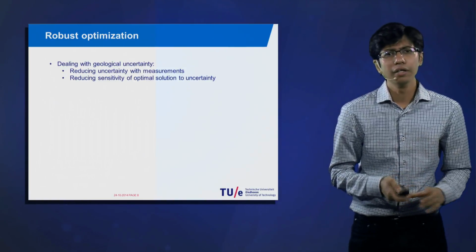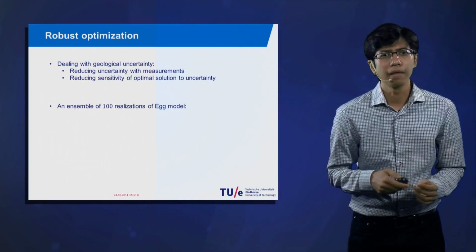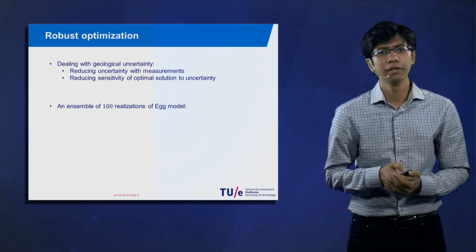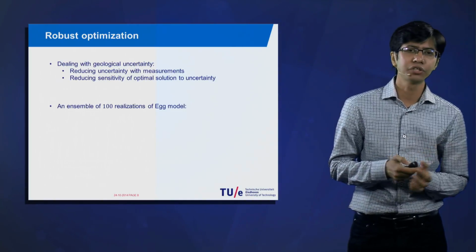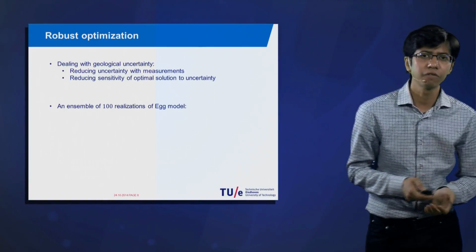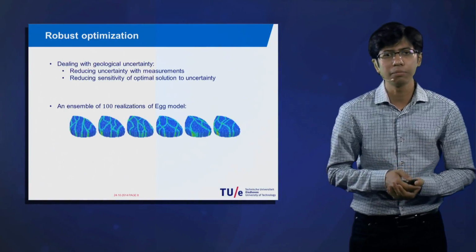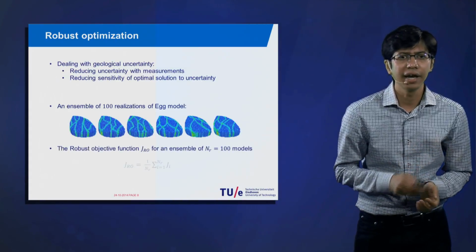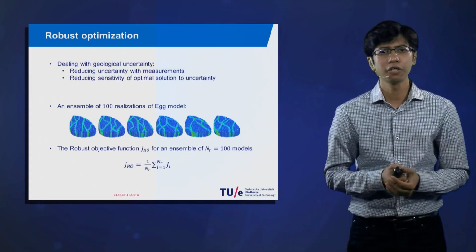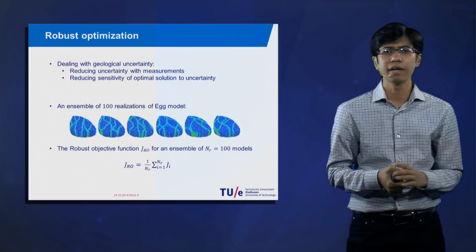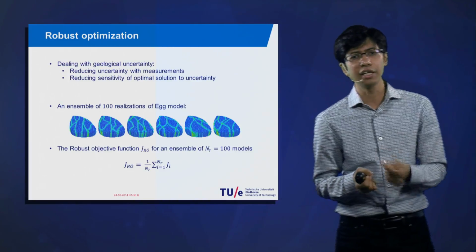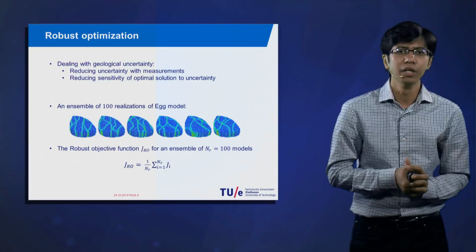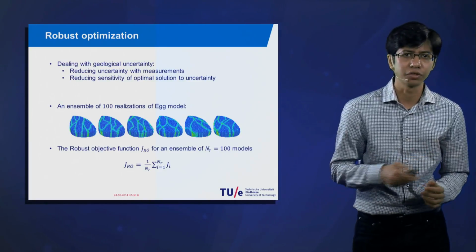So what Hayes did, he considered an ensemble of 100 realizations of the egg model. For example, see the 6 randomly chosen realizations. And he considered an averaging cost function, an objective function, which is basically the average of the individual NPVs coming from all the 100 models. And he took the average.